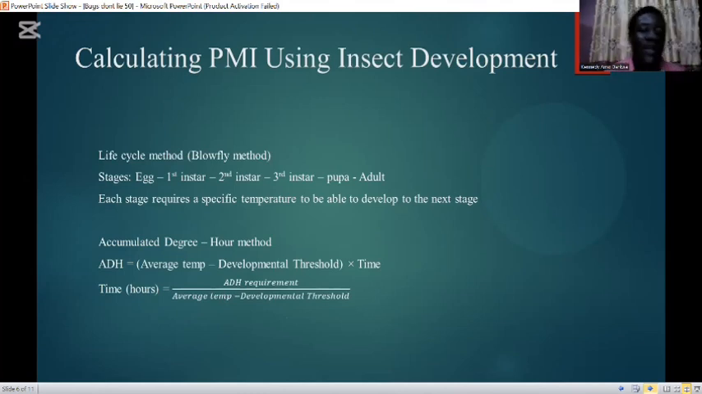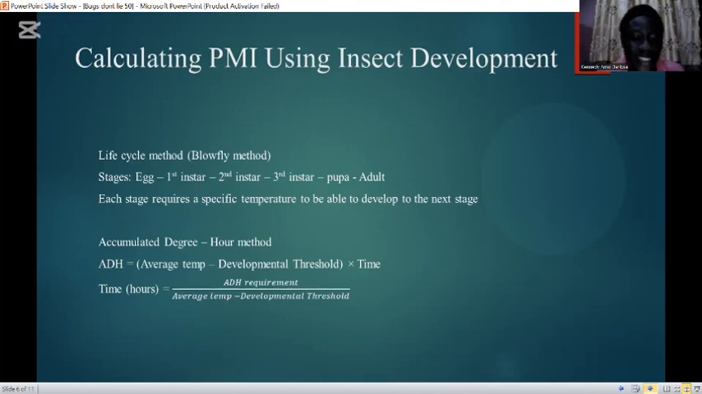And then the accumulated degree hour measures the thermal energy absorbed by the insect in its developmental stage. So at each stage, the insect absorbs a specific amount of thermal energy. Yes, so we analyze this thermal energy to help calculate the PMI. So the formula is average temperature minus developmental threshold times time.